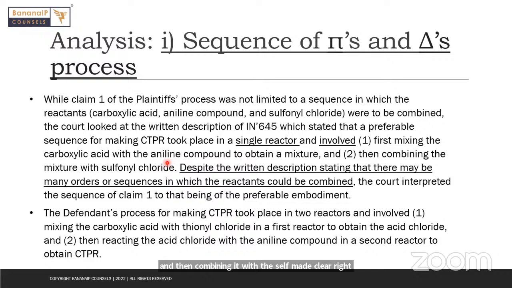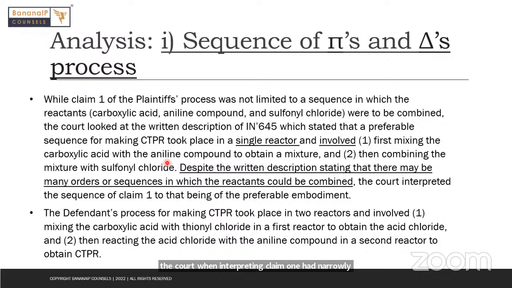Now, even though the written description for the plaintiff's patent did not limit itself to just the preferable embodiment, and had stated that there were several orders in which this combination could occur, and even in the claim of the plaintiff's process, it simply said combining this first reactant, second reactant, and third reactant to obtain CTPR, it did not limit itself to a certain sequence. Yet the court, when interpreting claim 1, had narrowly interpreted it to that of the preferable embodiment.